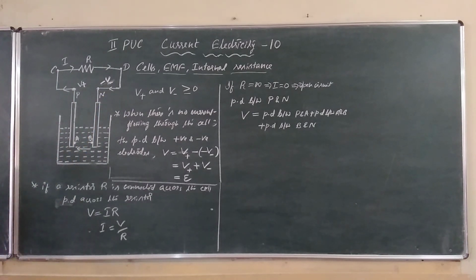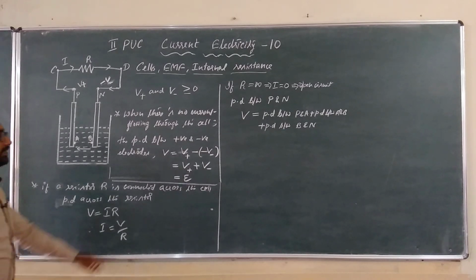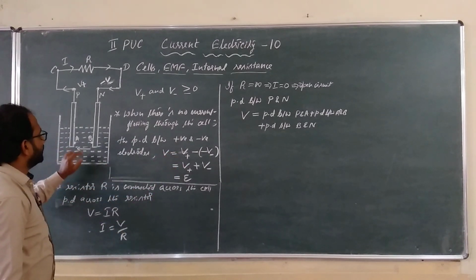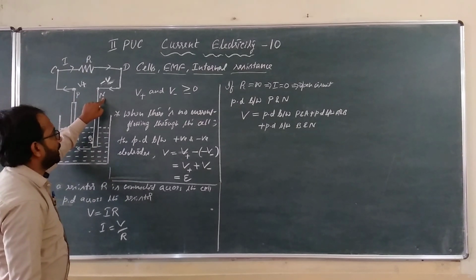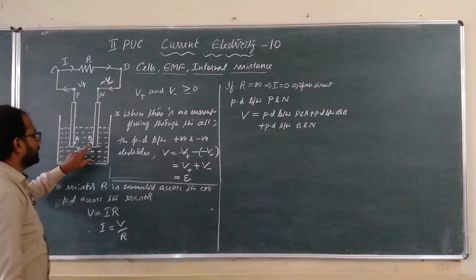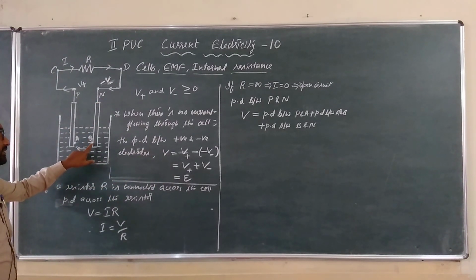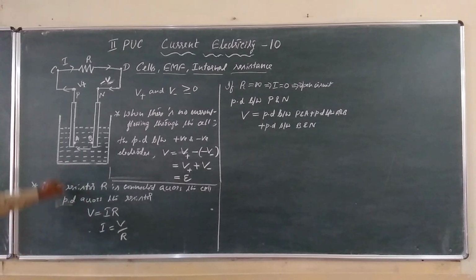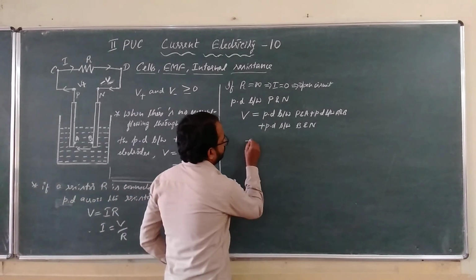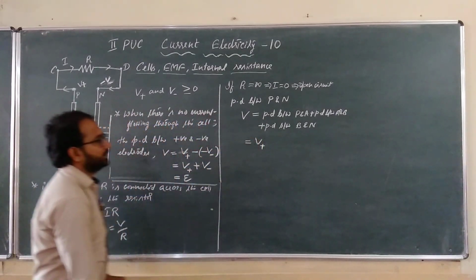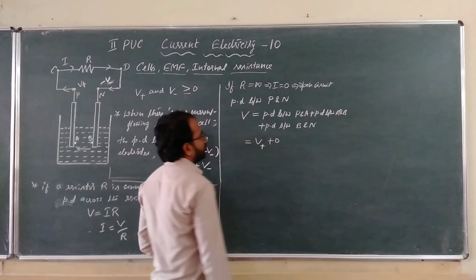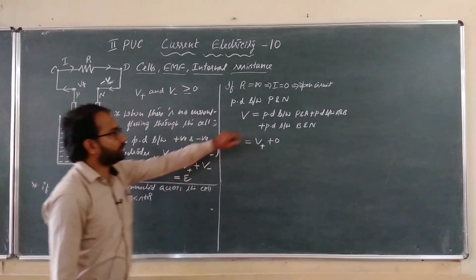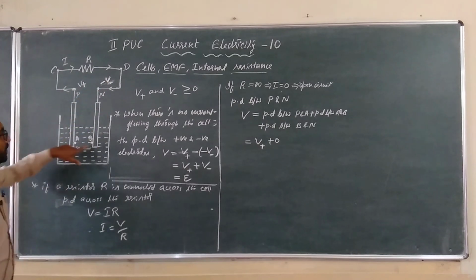See, the positive electrode always maintains a potential of V plus with respect to the electrolyte solution adjacent to it, that is with respect to A. The negative electrode always develops a potential of minus V minus with respect to the electrolyte solution adjacent to it, that is with respect to B. So the potential difference between P and A is V plus, right? The potential difference between A and B is 0 because there is no current flowing through the cell. I is equal to 0, as I told, there is no current flowing through the resistor or through the cell.